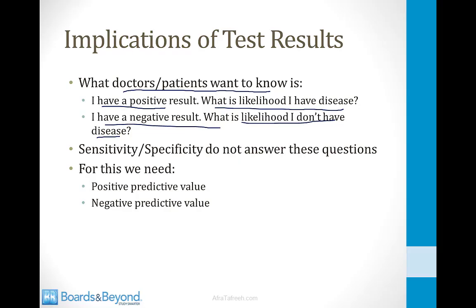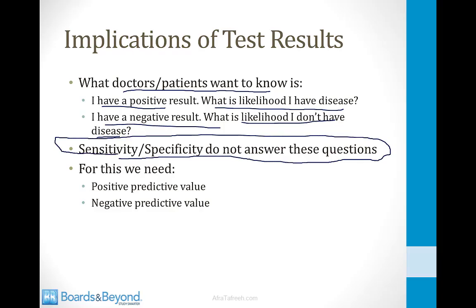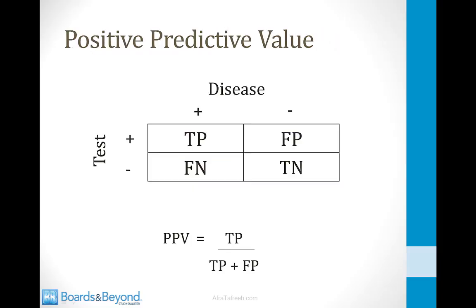It's very important for you to understand that sensitivity and specificity do not answer these questions. For these questions, which are the highly relevant clinical questions, we need to know something called the positive predictive value and the negative predictive value. So let's revisit the 2x2 table, which I described in detail in the module on sensitivity and specificity. But this time, we're going to use the 2x2 table to calculate something called the positive predictive value.